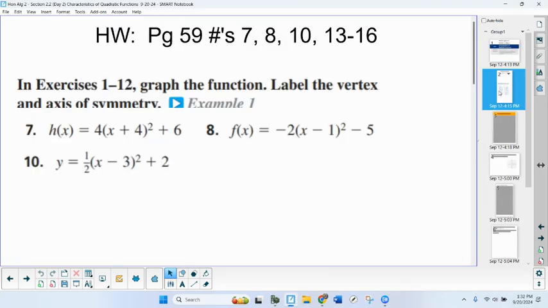Alrighty. On these ones, the first three, you were asked to graph, label the vertex, identify the axis of symmetry. Guys, who can just tell me with words what is the axis of symmetry? What's it look like? Where is it? Okay, it goes through the vertex. What else can you tell me about it?